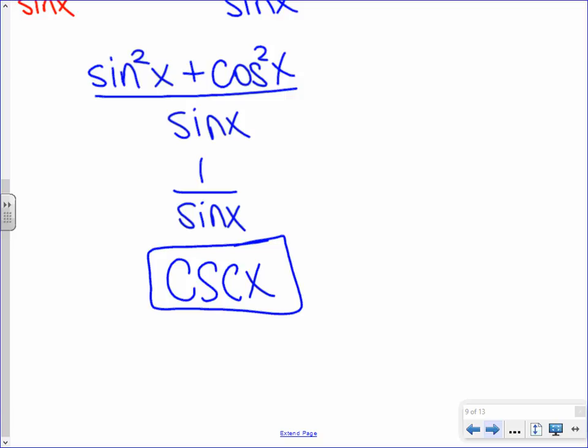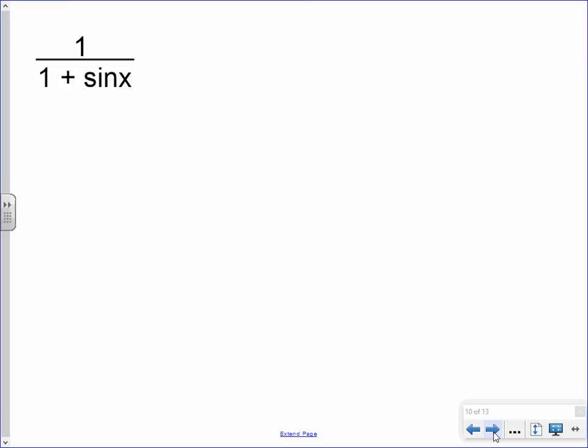Two more simplifying examples. Here's example number 3. Looks could be deceiving. I basically want to talk about this one so you can see some different things that could happen.